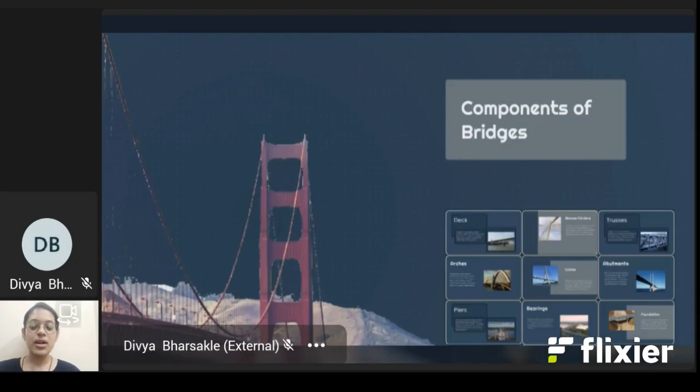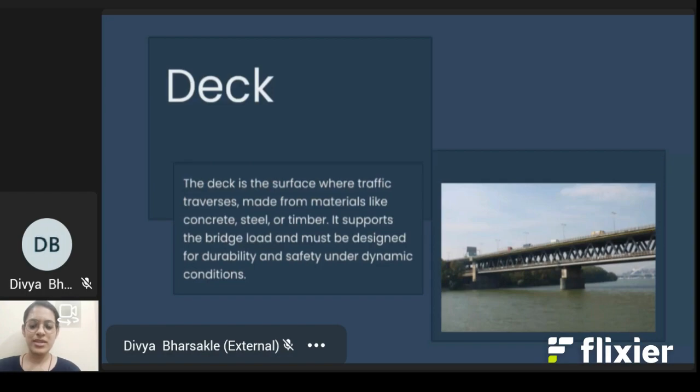Now coming forward to the components of the bridges. First component of the bridge is a deck. It is the surface where the traffic travels and it is usually made up of material like concrete, steel and timber. It supports the bridge load and designed for durability and safety.